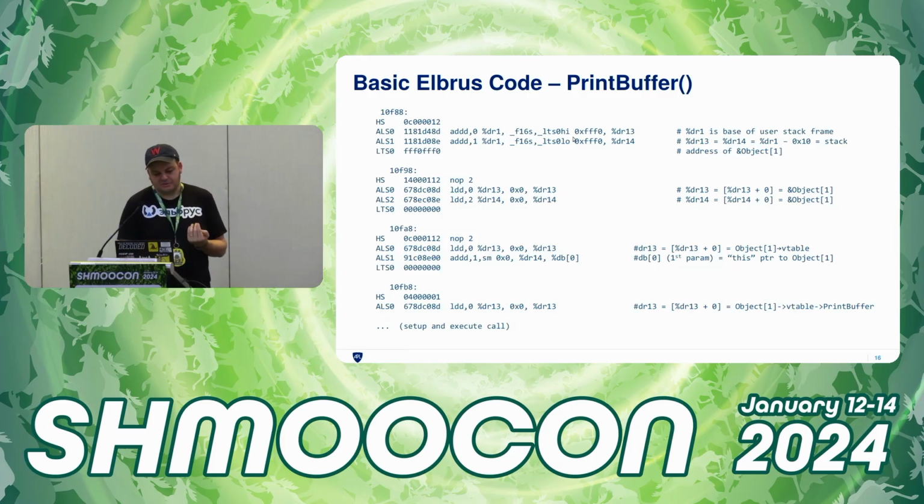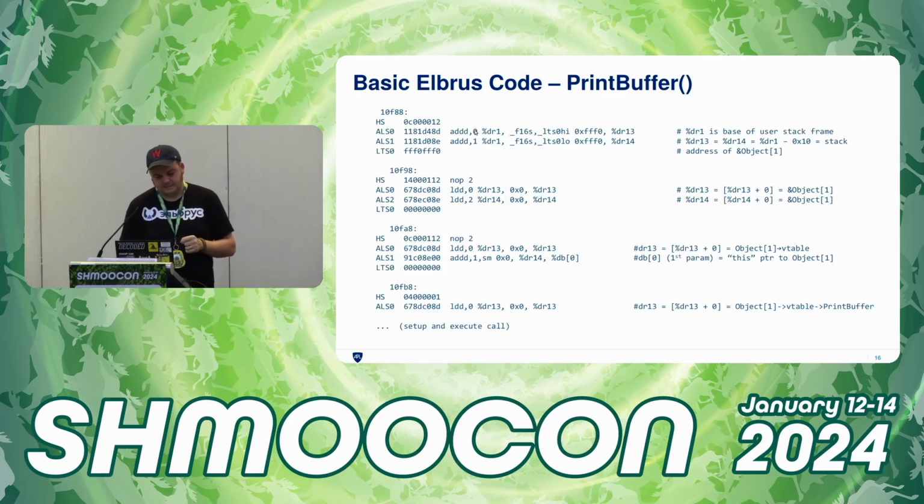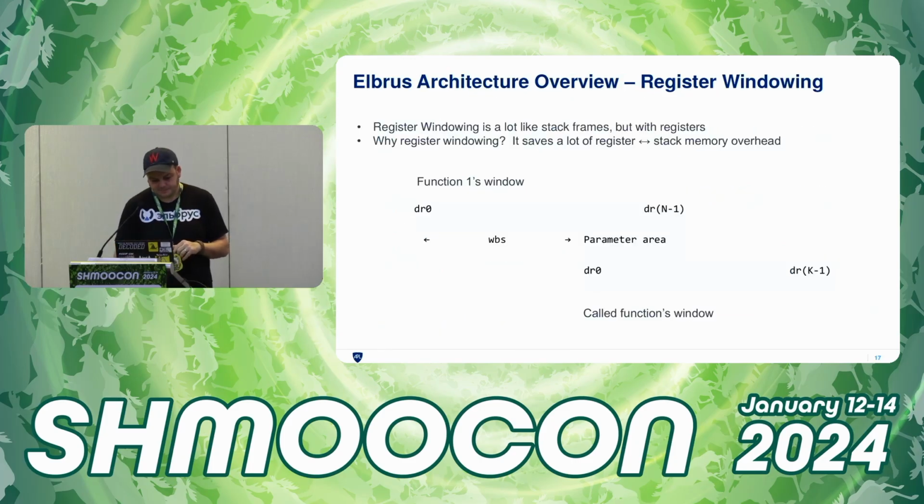Add instructions look really kind of complicated, but this instruction is just saying take a 16-bit immediate and add it to DR13 and place it in DR1, and we're going to use ALU 0 for that. Right? So that's just real basic add and load instructions in Elbrus.